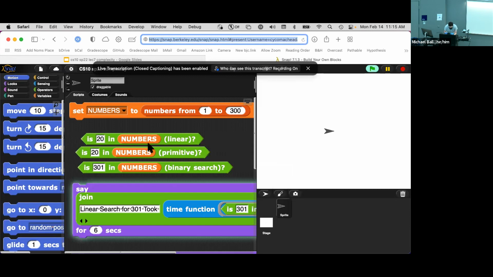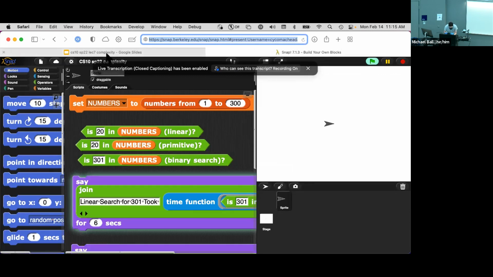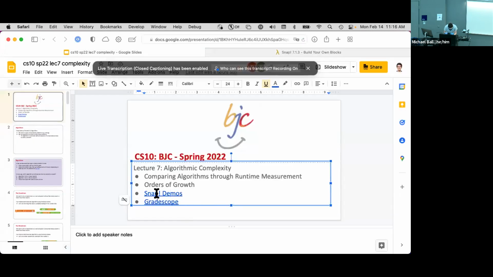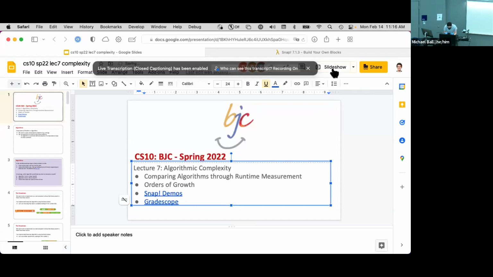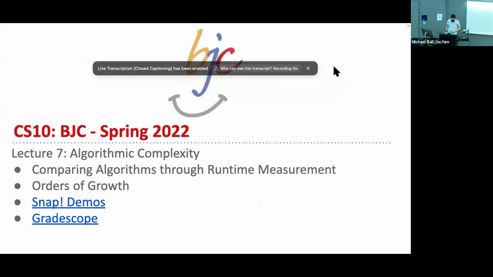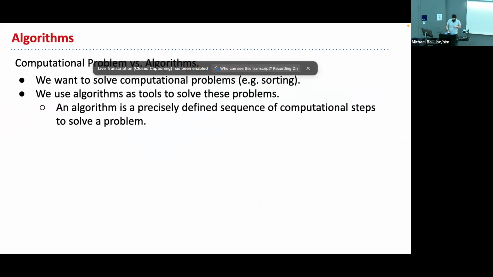All right, so I realized that the Snap project link on the slides is broken. So I'll edit that really quick and get started. Today we're going to talk about algorithmic complexity and how we analyze algorithms.